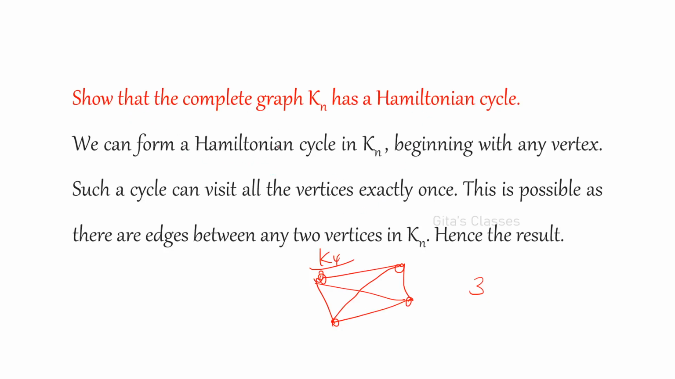We can form a Hamiltonian cycle in Kn beginning with any vertex; such a cycle can visit all the vertices exactly once. Why is it possible? This is possible as there are edges between any two vertices in Kn. Hence the result. You can start from here, you can traverse, then definitely you can come back without repeating. So this example we have seen already. This is an important proof. You can expect one question from either Euler or Hamilton graphs.